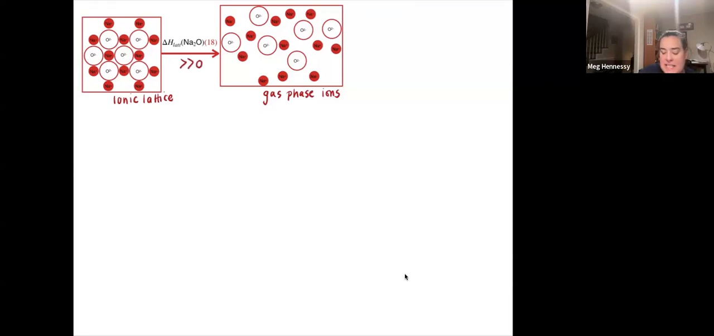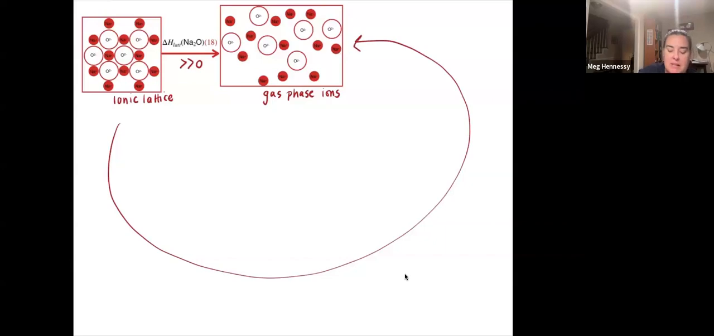So that's what this question is asking about. And what our task is going to be is to say, well, we don't know what this is. What kind of a cycle can we put together that will be an alternative pathway from the lattice to the ions?